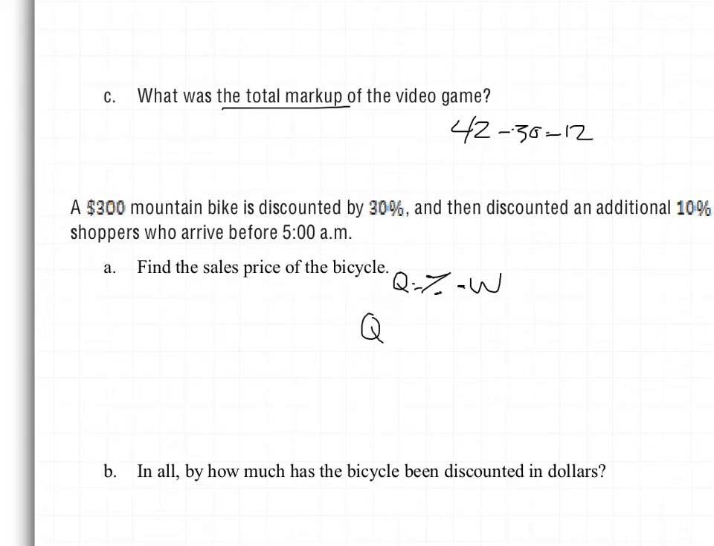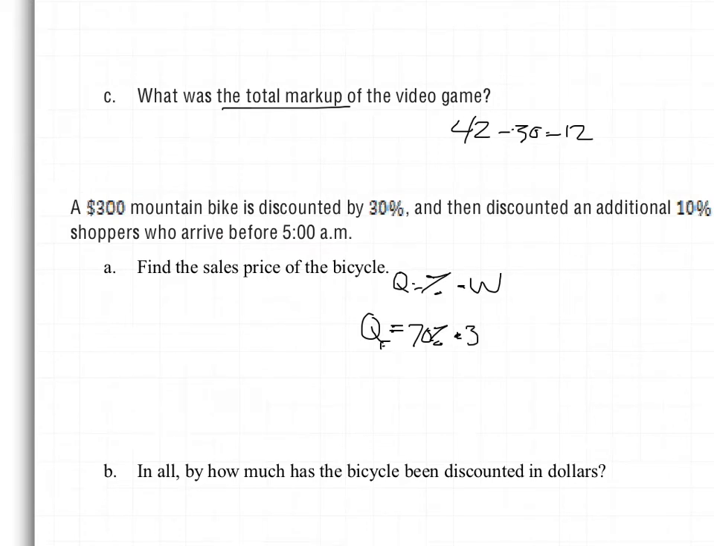The quantity is equal to our percent. Now, this is again looking for a final amount. Our percent here is going to be, if we had 100% of the price and we take away 30% of the price, we're left with 70% of the price. And our whole is the original $300.